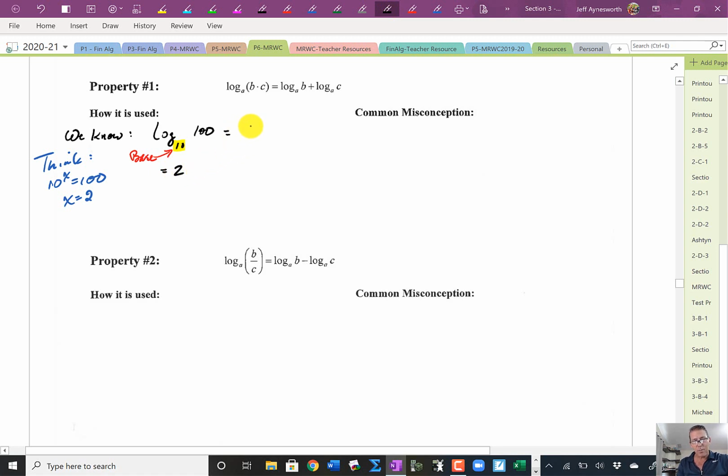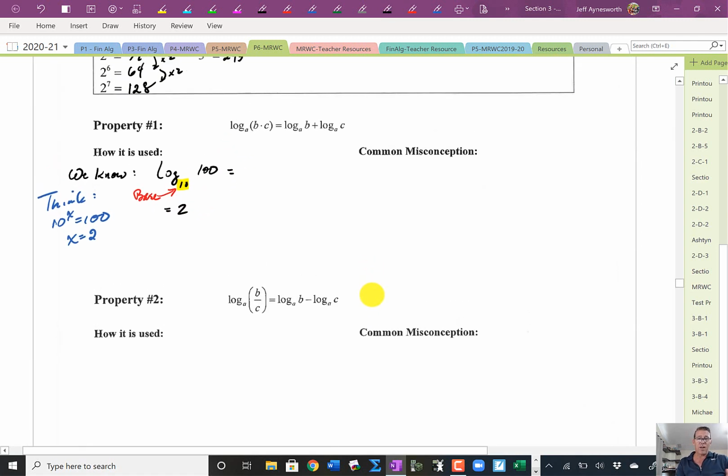Now, let's talk about the property here. We know that log base 10 of 100 is equal to 2, because 10 squared is 100. That's obvious. Now, this property here, I call product to sum. And the reason why I call it product to sum is because log base A of B times C is called a product. So this is a product right here. And then we switch it to a sum. Look at this. That's called a sum. So product to sum.